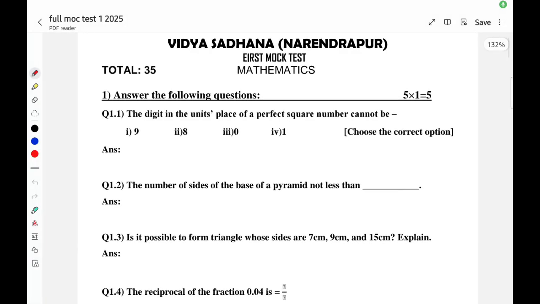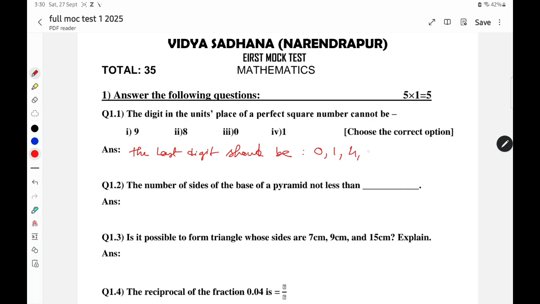এই কোশ্চেনটা সলিউশন স্টার্ট করছি। প্রথমেই শর্ট কোশ্চেনে ছিল দ্য ডিজিট ইন দ্য ইউনিট প্লেস অফ দ্য পারফেক্ট স্কোয়ার নাম্বার ক্যান নট বি সি দ্যাট ইফ আই স্কোয়ার এনি নাম্বার দ্য লাস্ট ডিজিট should be the last digit should be either 0 or 1 or 2 or 3 not come for any perfect square number.